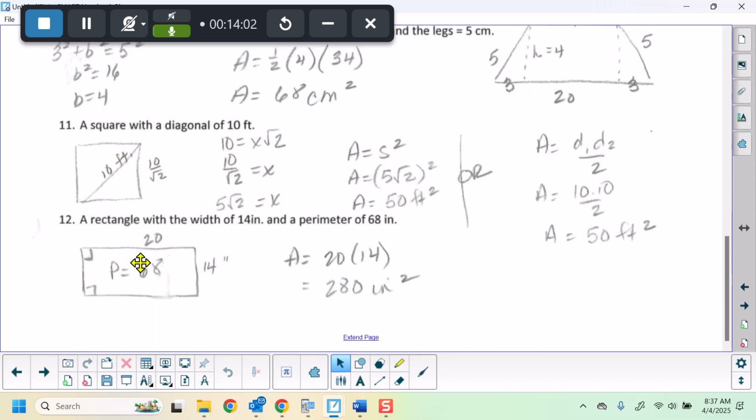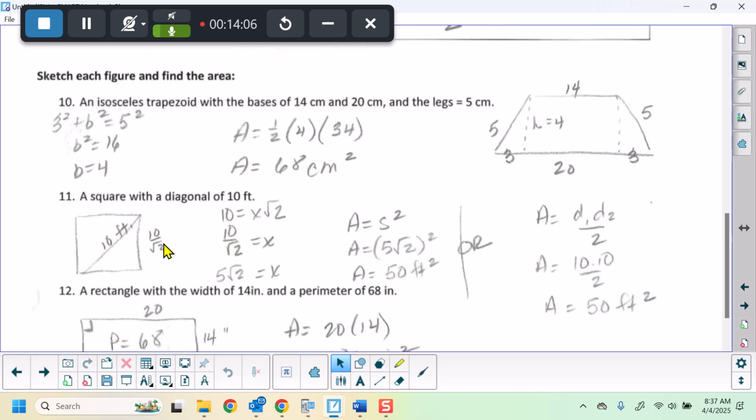I don't really understand how to do 10, how to find the height. 10. It says an isosceles trapezoid, so I know that these two sides are going to be the same length, and I know these two base angles are going to be the same. It has bases of 14 and 20. So because this is 14 and it's isosceles, this 20 is going to be made up of 14 plus 6.